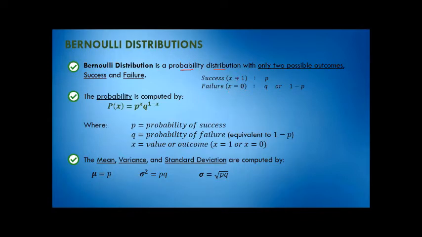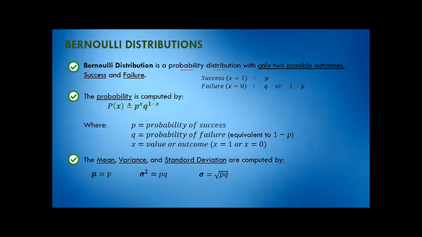Now, yung probability nila is denoted by P as the probability of success, then Q as the probability of failure. Ang Q pwede rin siyang 1 minus P. So, ibig sabihin, kung ano yung probability ng P, 1 minus P, yun na yung probability ng Q. Okay? Or ng failure.